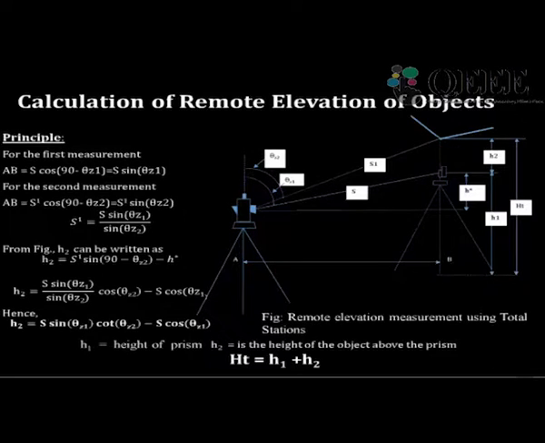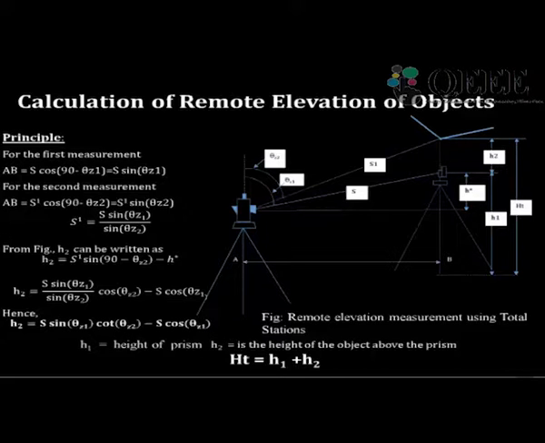Next, you will be sighting your object, this one here, whose height has to be determined. Now you will again measure the zenith angle, that is theta Z2, and you will measure the slope distance S1 between the instrument station and the object target. Now based on these measurements, you have S1 and S2 and theta Z1 and theta Z2, so we can easily calculate the height of the object from the base.